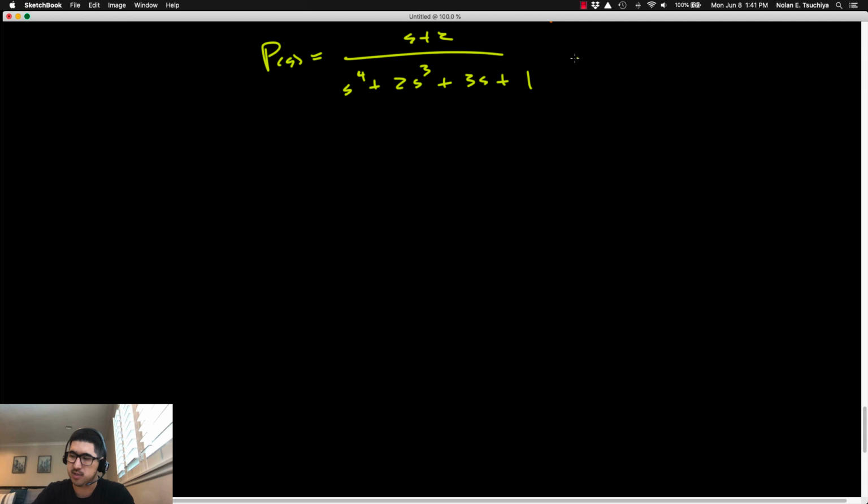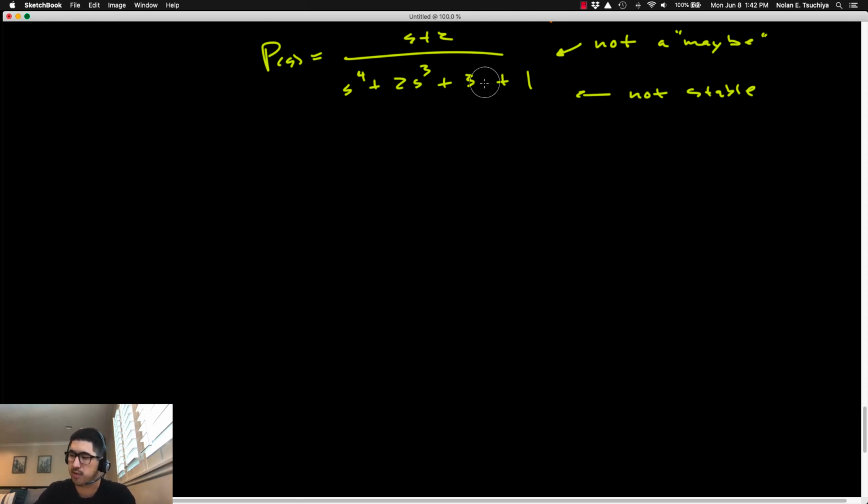Well, because this does not satisfy the necessary condition for stability. In other words, this is not a maybe scenario. This is not a maybe stable situation. In fact, we can see immediately that this system is not stable. The reason we can see that is because not all of the coefficients in the denominator polynomial are strictly positive.